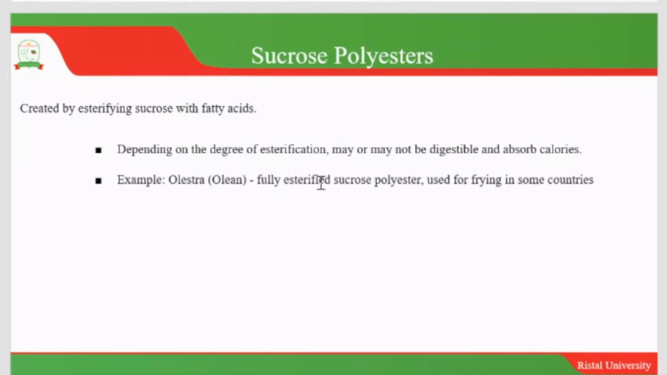Back to class, we had looked at the fat replacers, the sucrose polyesters, depending on the degree of esterification. This may or may not be digestible and absorb calories. Those are the examples. For the polydextrose, we are saying this is synthesized from glucose, sorbitol, and citric acid. It is water soluble and it is multifunctional.